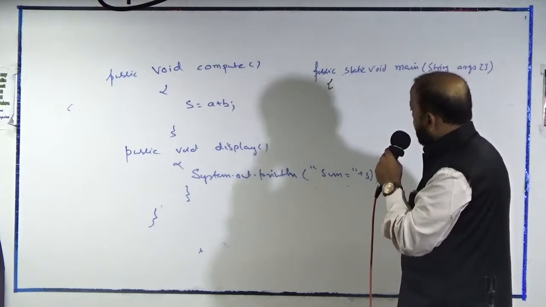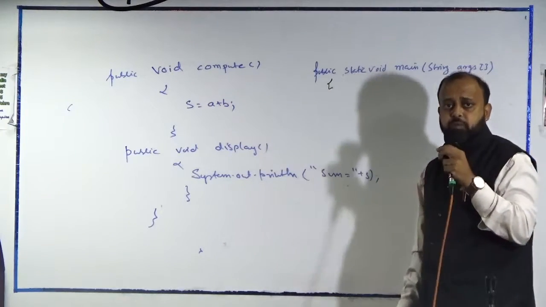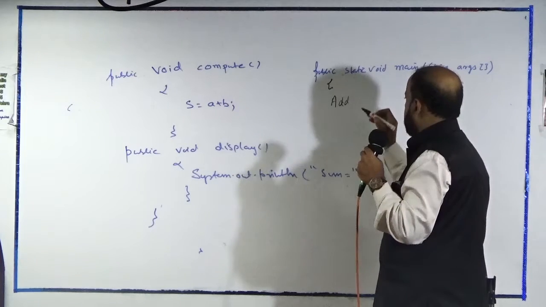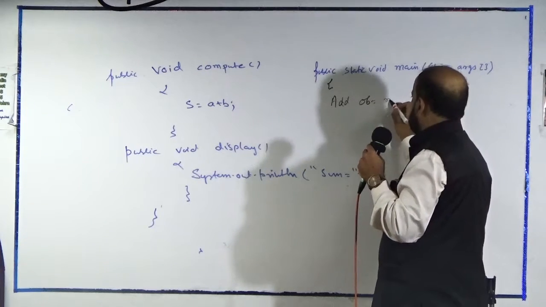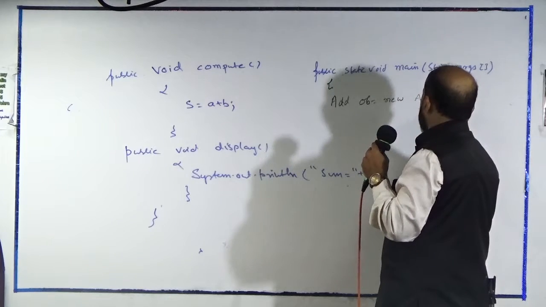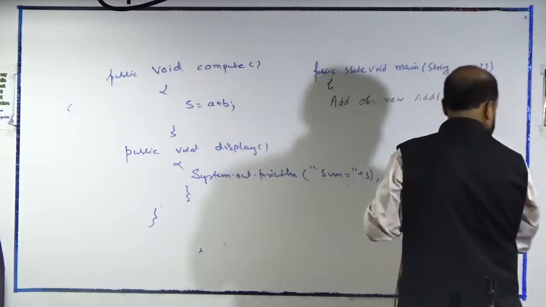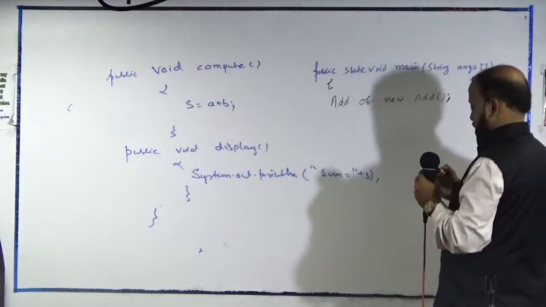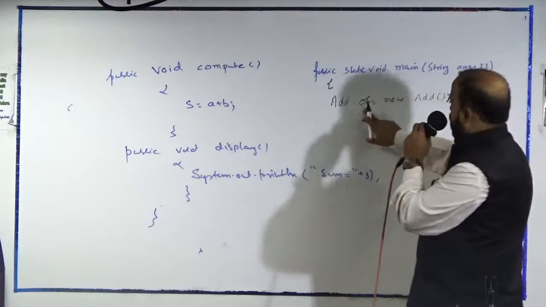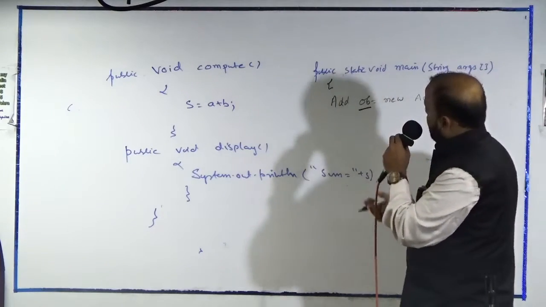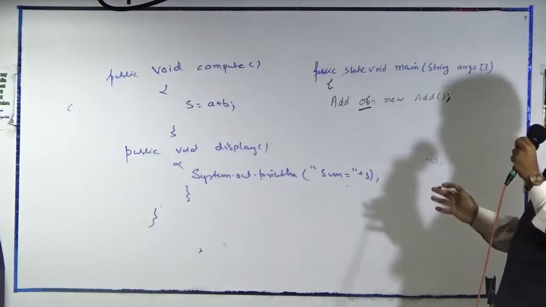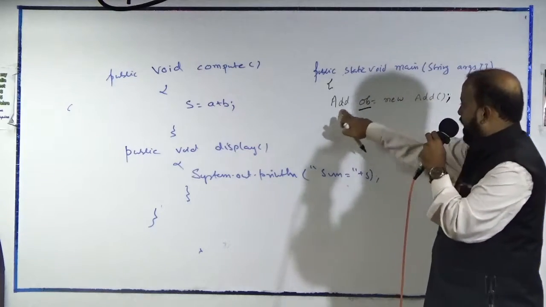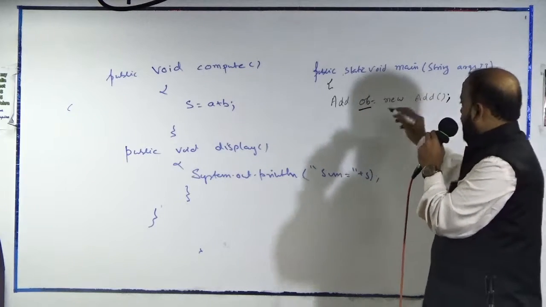The first thing, you have to create an object. Now, what is the name of the class? That was add. Now, add OB = new add. This OB we can have any name. It is not necessary OB, OBJ, XY, AB, anything. This is the name of the class, add OB = new add.